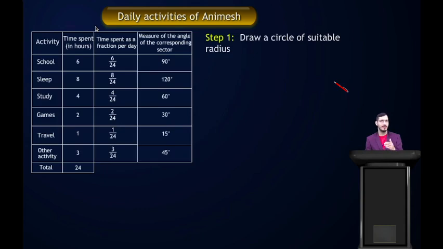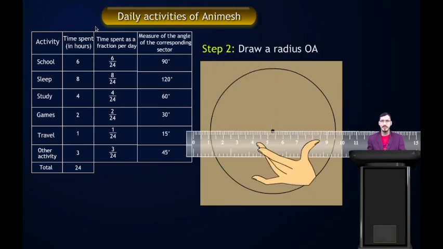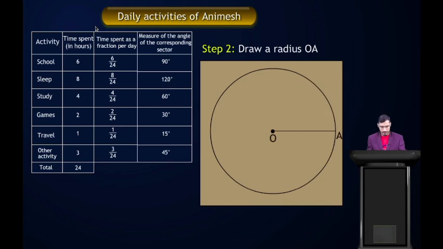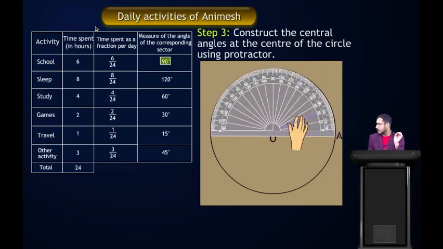Okay, so the steps are: first draw a circle of suitable radius. You can take any radius, 1 centimeter, 2 centimeter, 3 centimeter, and so on. Now you can see here we are drawing a circle. Now draw a radius OA like this. Then construct the central angles at the center of the circle using a protractor.